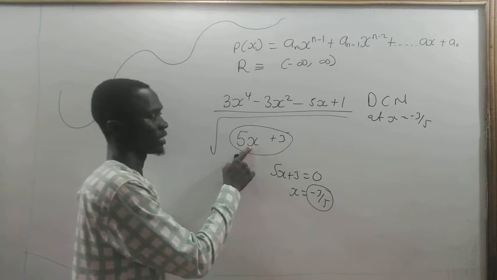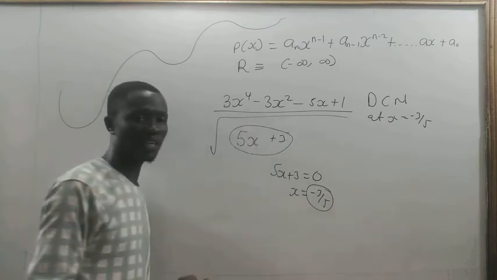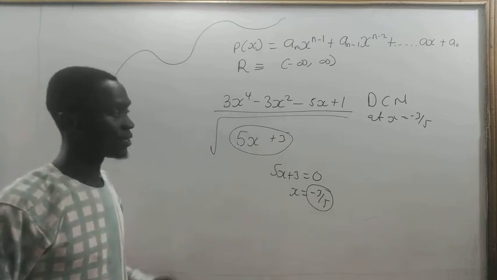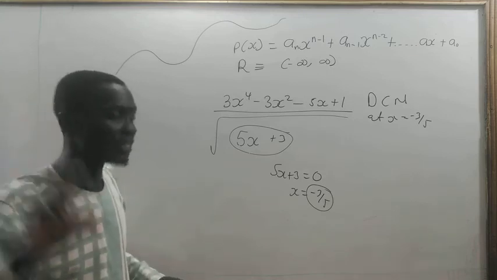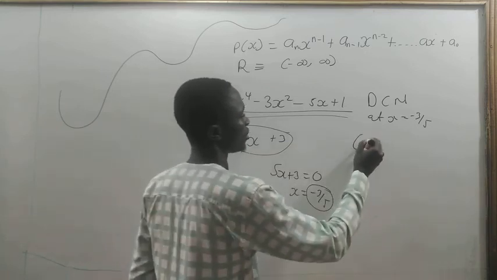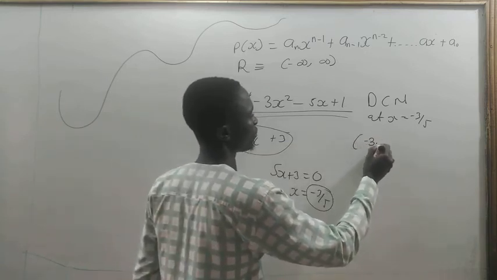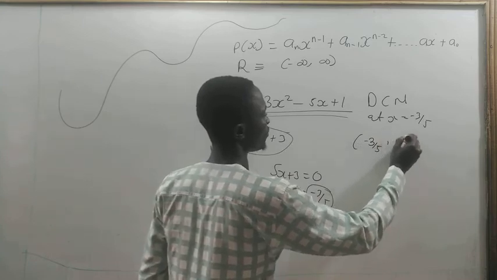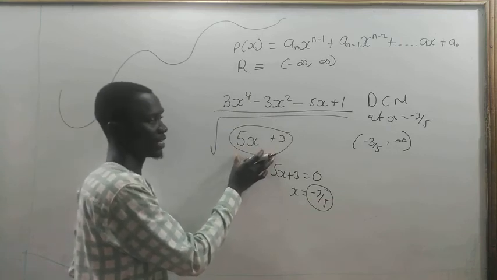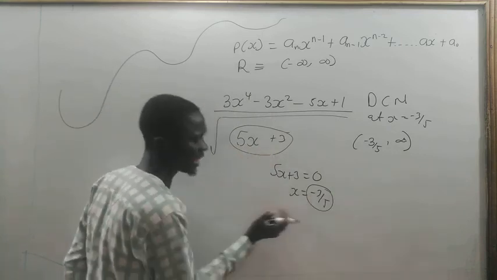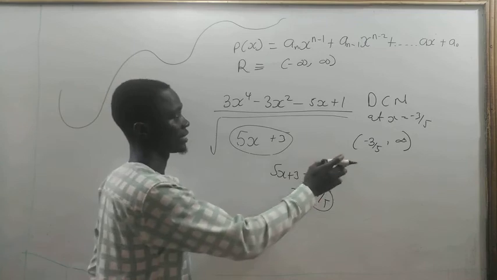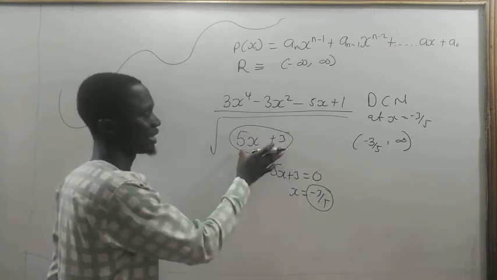Because if you put x equal to minus 3 on 5, this will be 0. The square root of 0 will make this function undefined, and there will be a breakage in the graph. So let us write the interval of continuity. For the interval of continuity, you say minus 3 on 5, comma, positive infinity. Remember, this is under the square root. So if we include any value less than negative 3 on 5, we will get a negative under the square root.